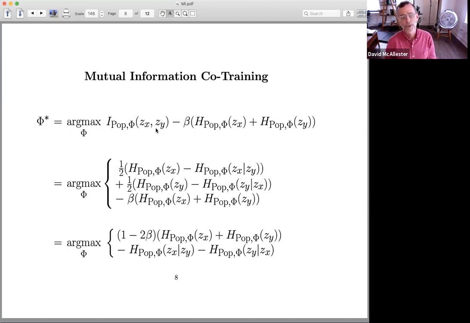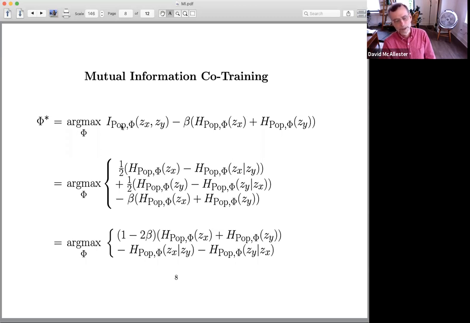So now I'm just going to go through a massaging of this expression. The problem we have here is that this optimization is on these entropies, and these entropies are defined in terms of the population, right? I'm defining the distribution on X, Y, ZX, and ZY in terms of the population. I'm drawing X and Y from the population, and then drawing ZX and ZY from the model's extraction of ZX and ZY from X and Y. But still, this mutual information is defined in terms of the population. So I've written the population as a subscript to emphasize the fact that these entropies depend on the population.